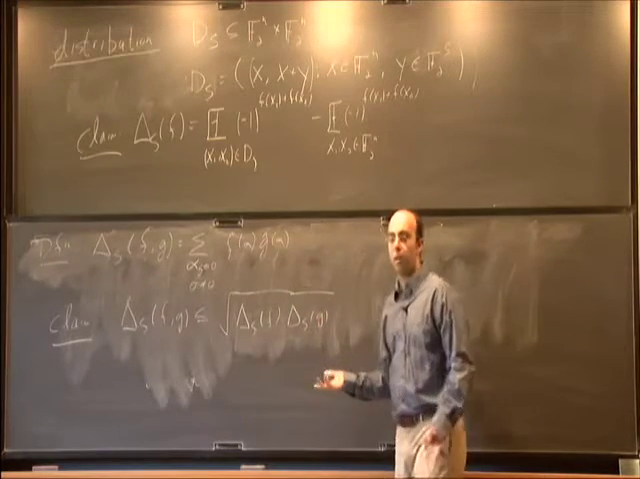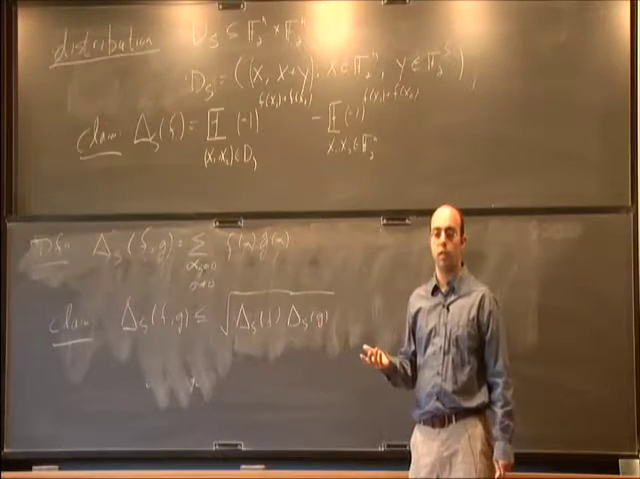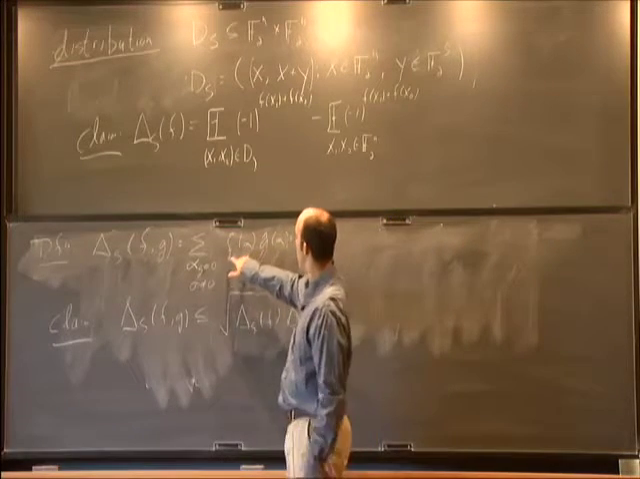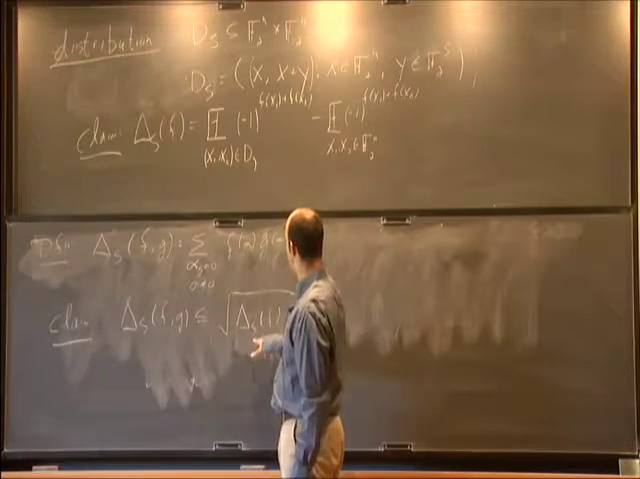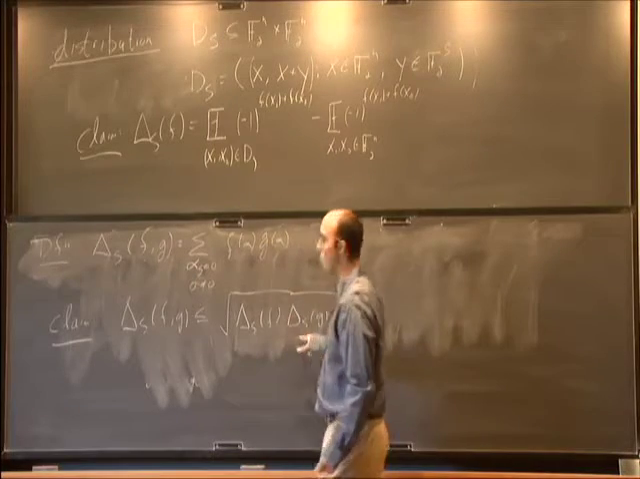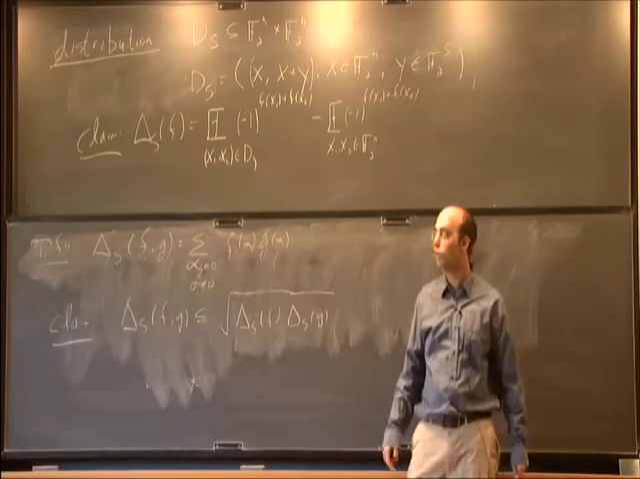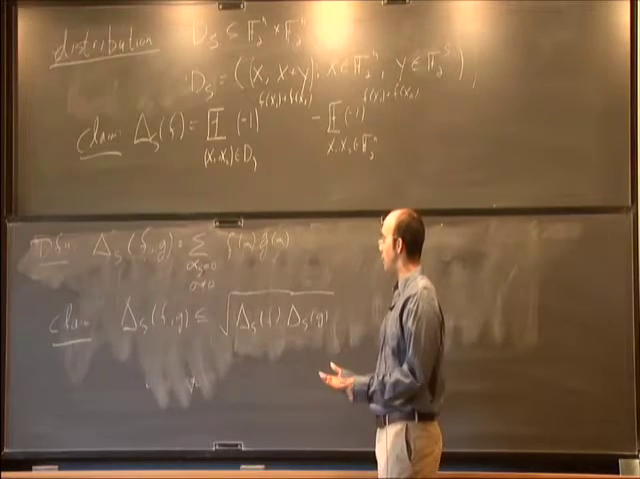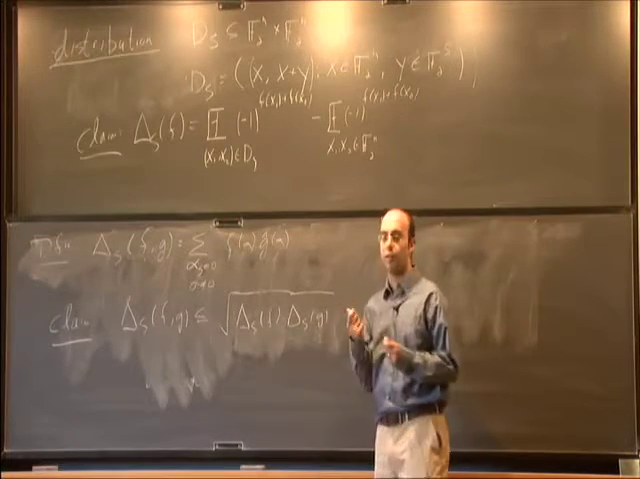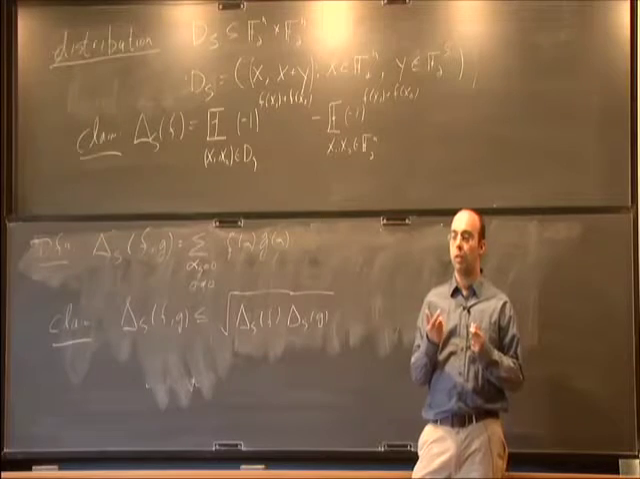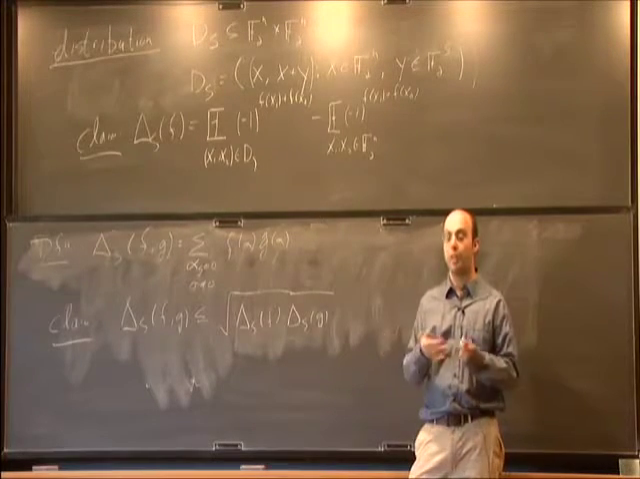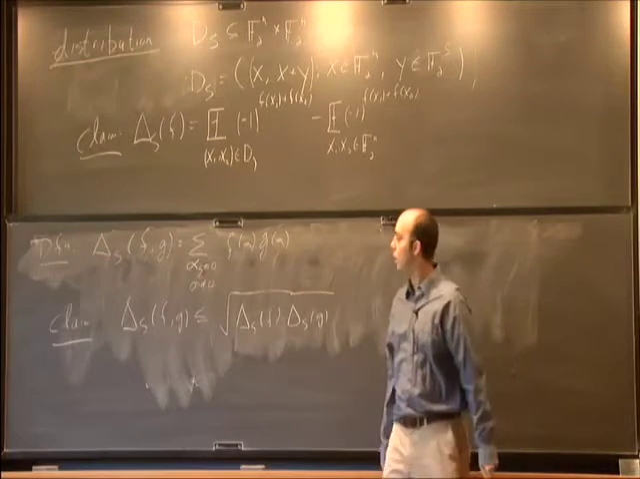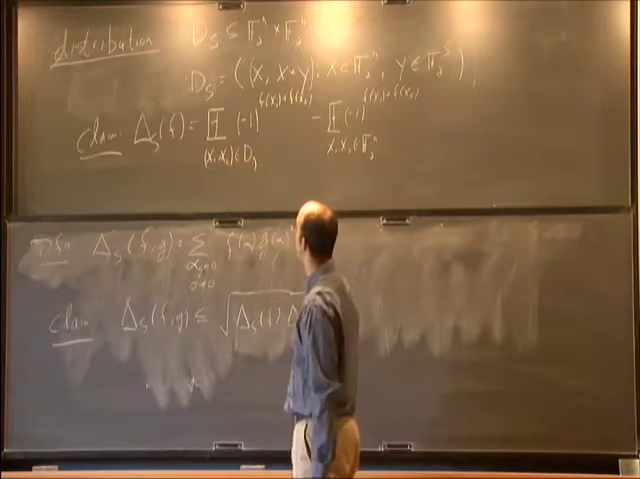The reason the claim is true is just Cauchy-Schwarz. You look at the sum of squares of that, which is delta S of f, and the sum of squares of that, which is delta S of g. So that's just Cauchy-Schwarz. But conceptually, it tells us that it's enough to find a good set for one polynomial in order to bound its correlation with any other polynomial, any other function, in fact. And this will be useful in the proof.